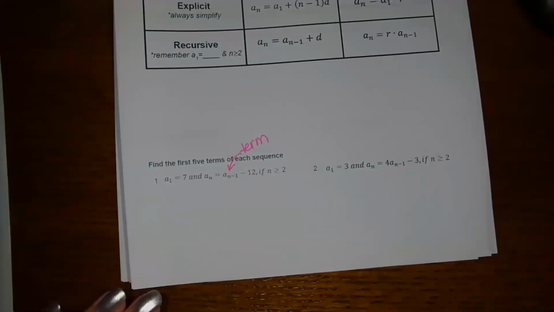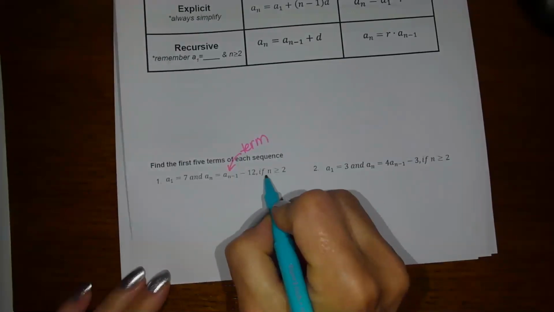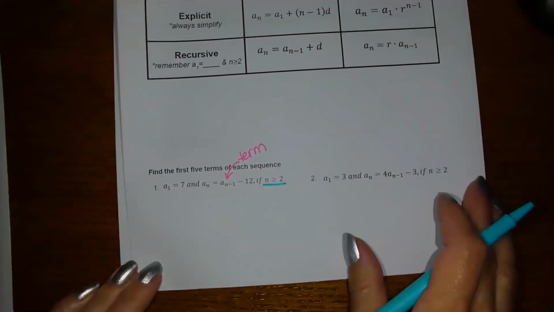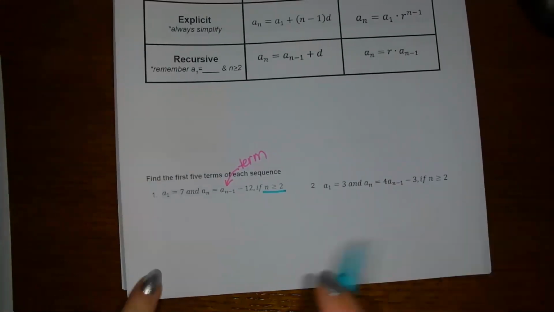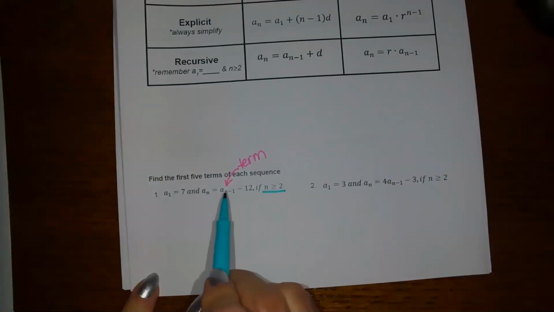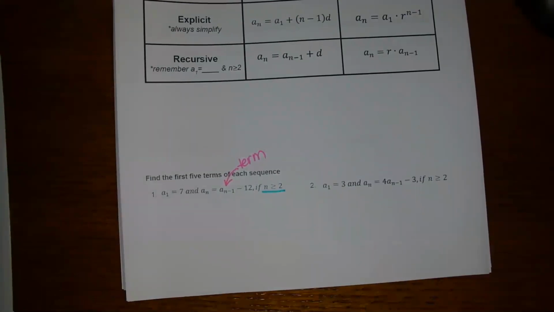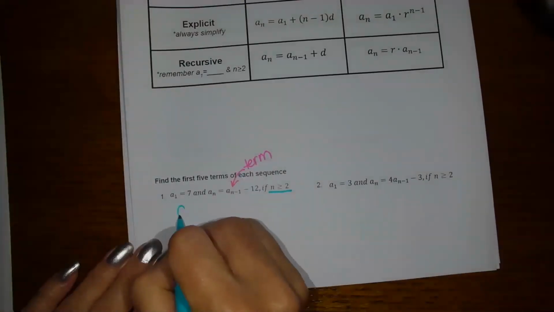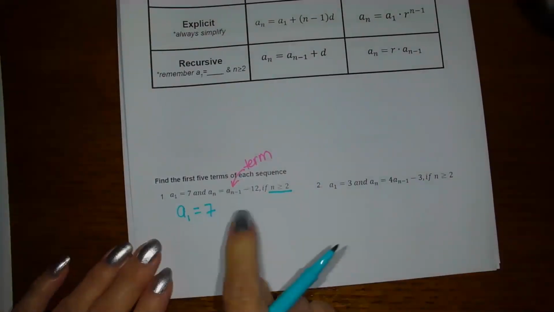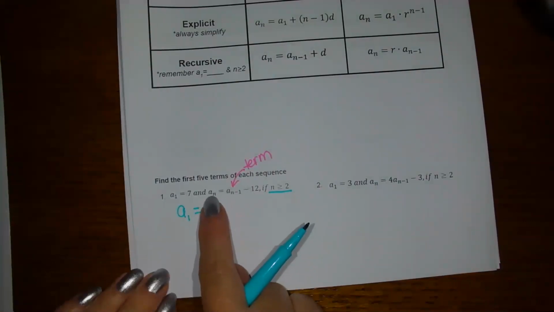Now I want you to notice right here that this says n is greater than or equal to 2, right? That's because if we plug 2 in, 2 minus 1 is 1, and that's a1. If I didn't specify this and you plug the number 1 in or the number 0, we would get a negative subscript here, and we don't want to do that.